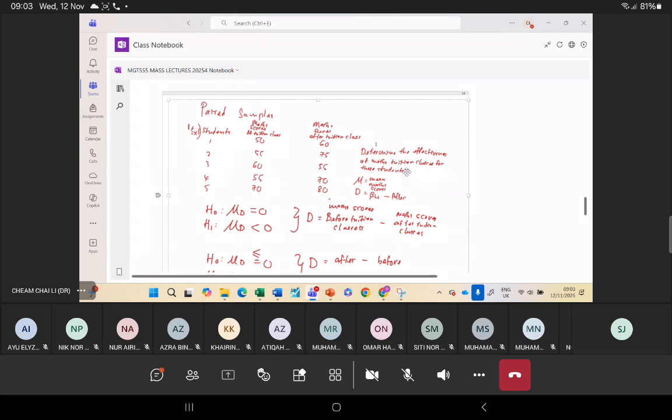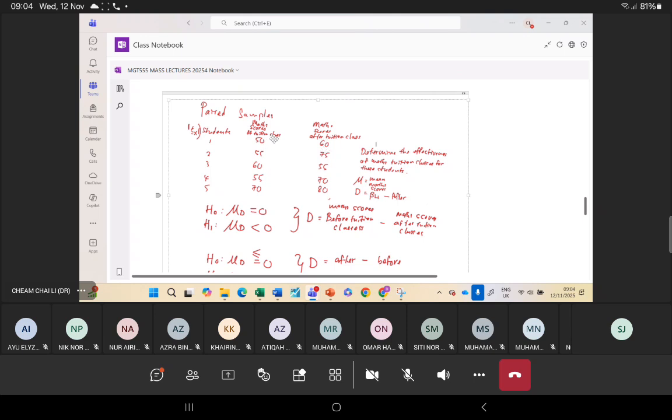So the question now is you need to determine the effectiveness of the maths tuition classes for these students. You want to know whether the intensive tuition class for this subject, maths, is effective or not effective. To do this, we have to run the hypothesis test. For this hypothesis test, we are not using the two independent samples, because the two marks are dependent.